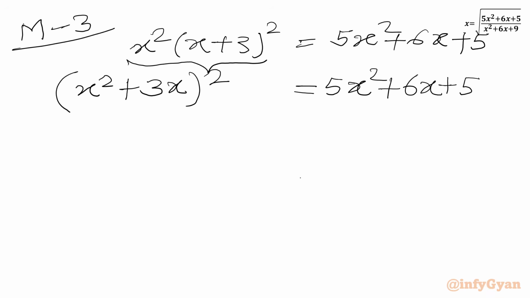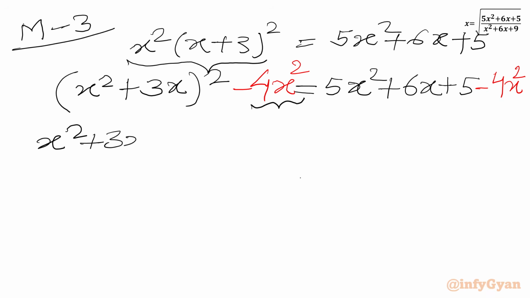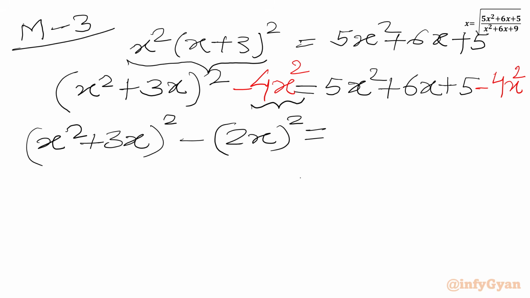Now we are going to subtract 4x square from both the sides. So I will write here 4x square, so in the RHS, minus 4x square. Now 4x square can be written as (2x) whole square. So let me write (x square plus 3x) whole square minus (2x) whole square equal to 5x square minus 4x square, x square plus 6x plus 5.